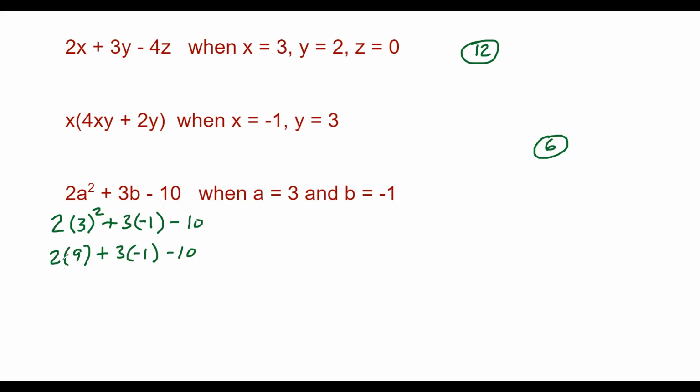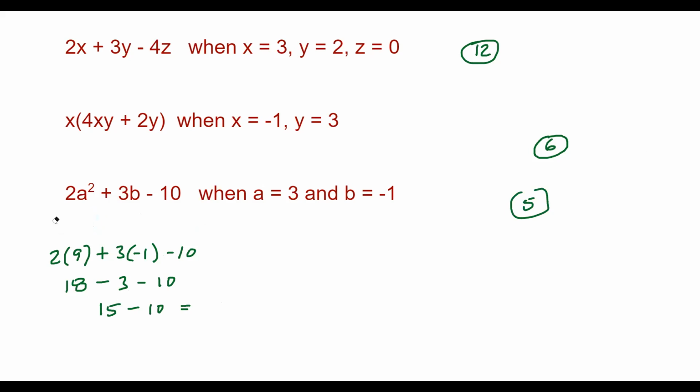Now we can do the multiplication here. 2 times 9 is 18. 3 times negative 1 is negative 3. And we're adding a negative number, so we can turn that into subtraction. And this remains subtraction at the end. Now, if we were doing this by hand, we might do it one step at a time or two numbers at a time. 18 minus 3 is 15. And we're left with 15 minus 10, which is equal to 5. Our answer for that third question is 5.